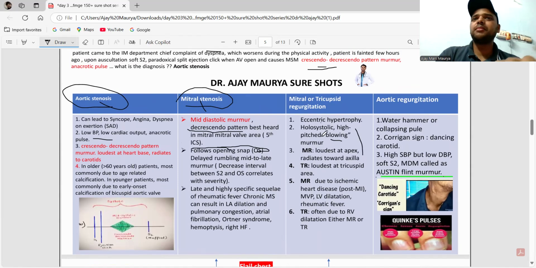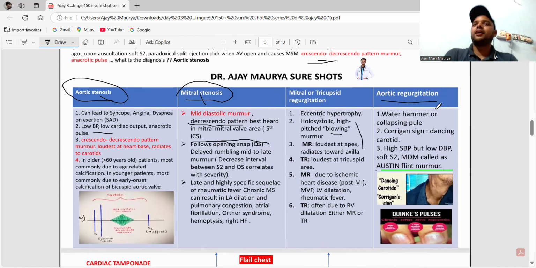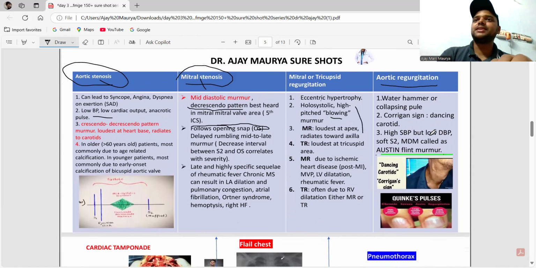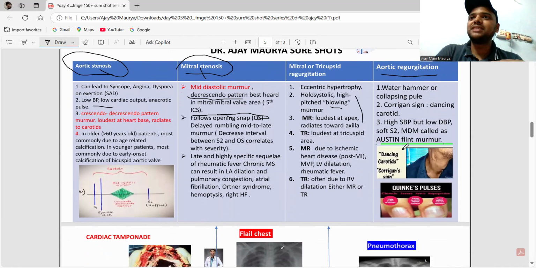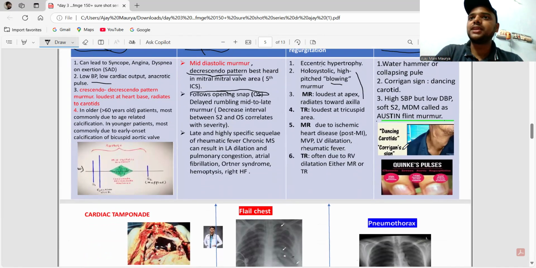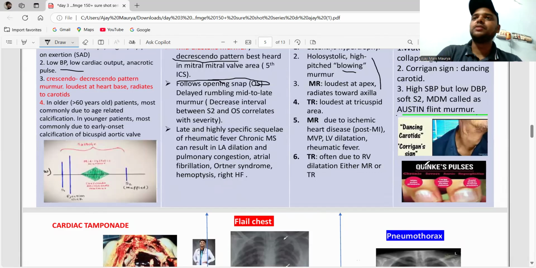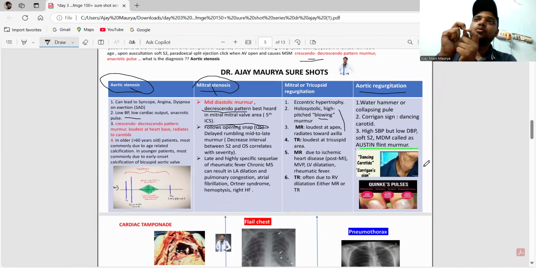Remember, aortic regurgitation, guys, has a water hammer or collapsing pulse. There is a Corrigan sign, the dancing carotid sign. There is a high systolic BP but low diastolic blood pressure and a soft S2, called the Austin Flint murmur. You also see Quincke's pulses, where you see the pulsation movement at your nails.